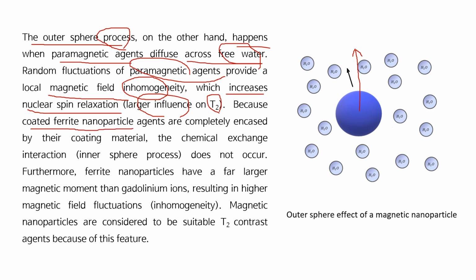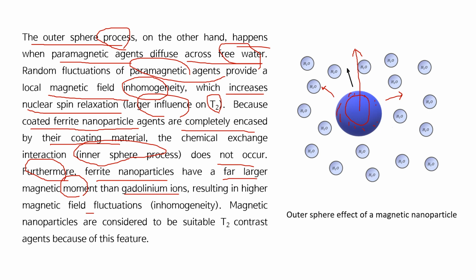Because coated ferrite nanoparticle agents are completely encased by their coating material, the chemical exchange interaction, the inner sphere process, does not occur, because the ferrite nanoparticle is coated by compatible materials outside. So the inner sphere interaction with free water does not occur. Furthermore, ferrite nanoparticles have a far larger magnetic moment than gadolinium ions, resulting in higher magnetic field fluctuation and inhomogeneity. Magnetic nanoparticles are considered to be suitable T2 contrast agents because of this feature.